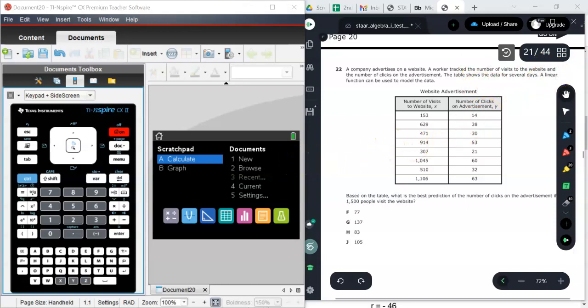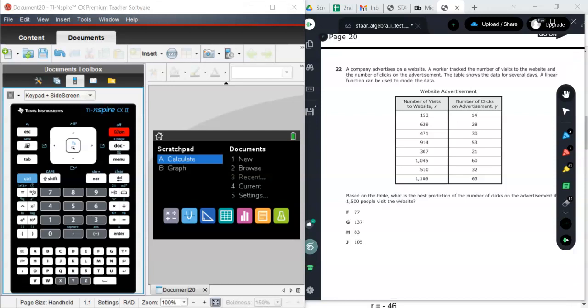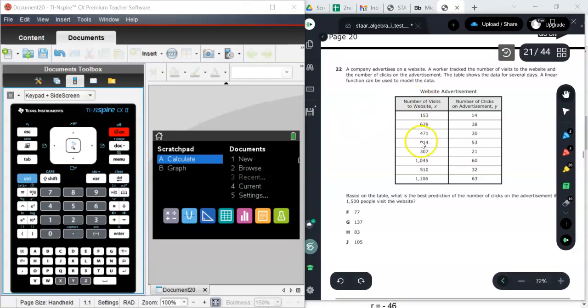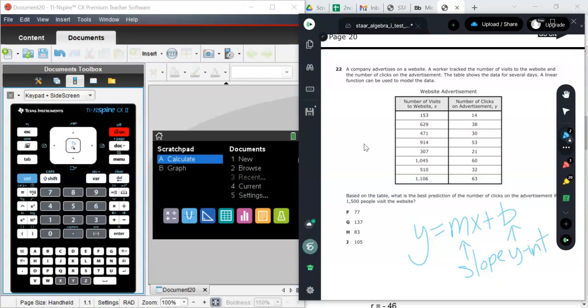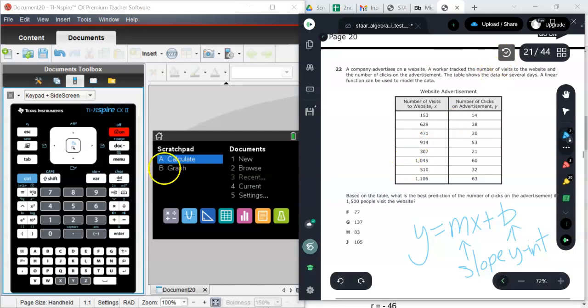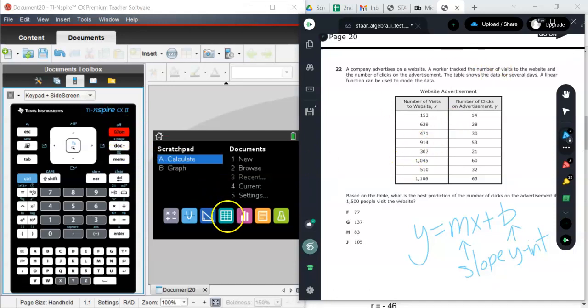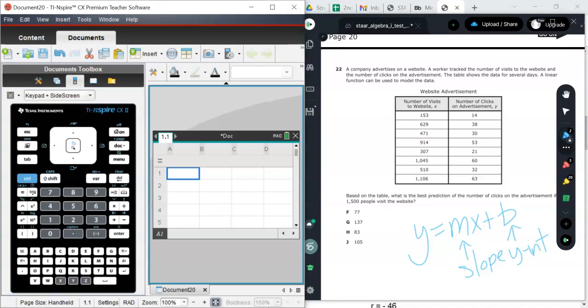So what I'm going to do first, before I do the correlation coefficient, is run my linear regression, which means I'm going to take all this data and figure out what linear equation fits. And remember, linear equations are of the form y equals mx plus b, where m is your slope and b is your y-intercept. We are going to figure out what y equals mx plus b equation matches the data in this chart. So you're going to go to your calculator and click on spreadsheet.